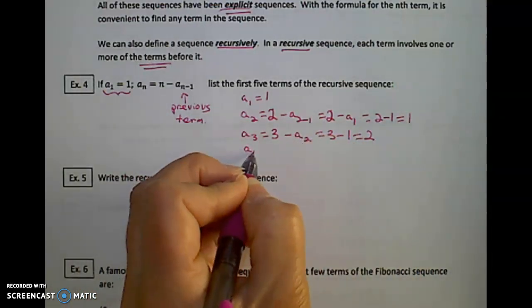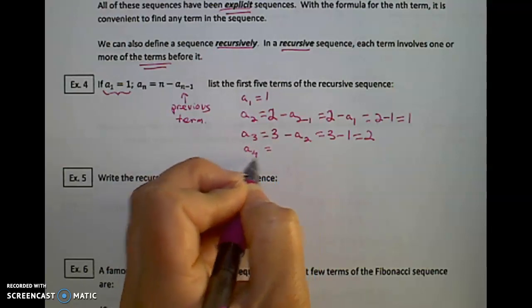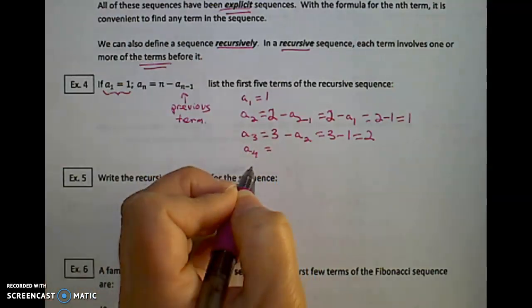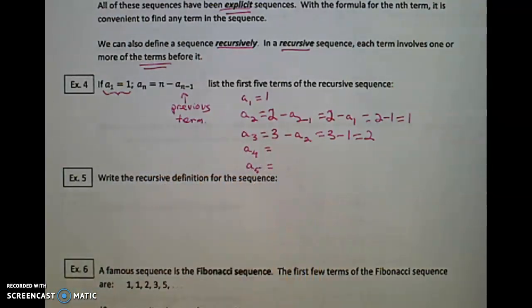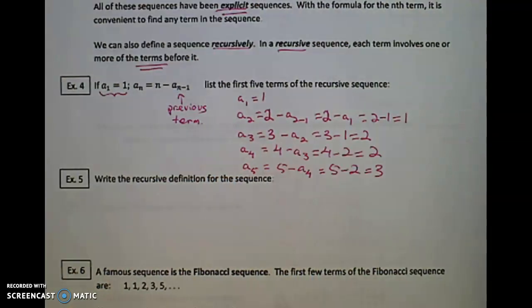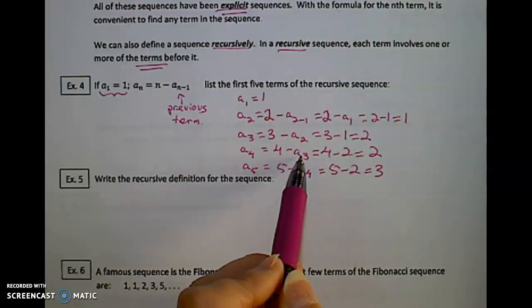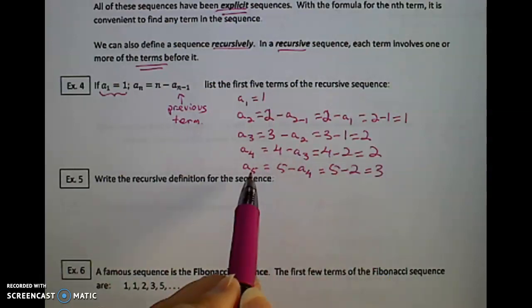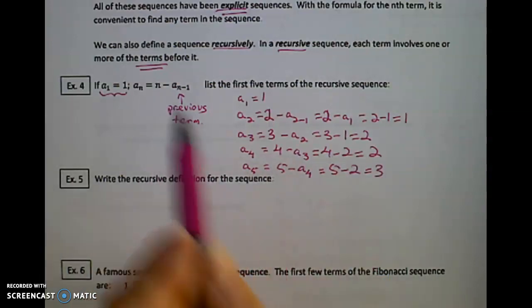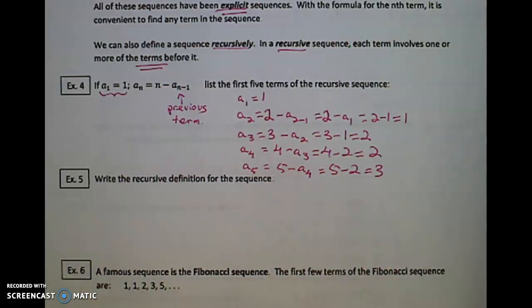In a recursive sequence, each term is defined in terms of a previous term. Pause and find the next two terms, please. All right, so the fourth term is plug in 4 minus the previous term, 4 minus 2, which is 2. Fifth term, plug in n for that definition, minus the previous term, and I got 3.